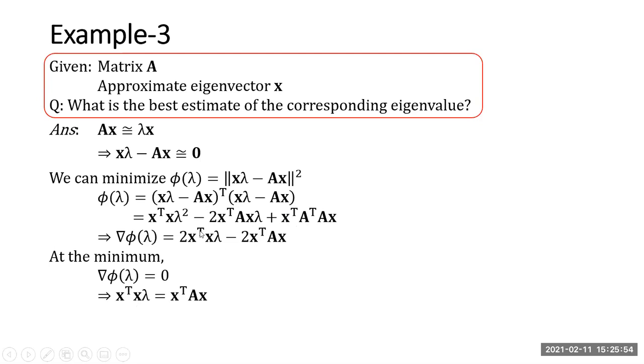whence X transpose X lambda is equal to X transpose AX. Hence, the best approximation is lambda equals X transpose AX over X transpose X. If X is a unit vector, even better. Lambda is simply X transpose AX, because the denominator is positive. Okay? Yes.